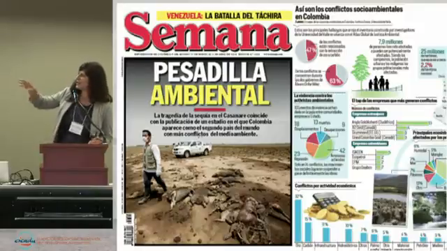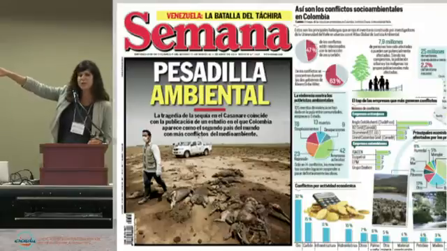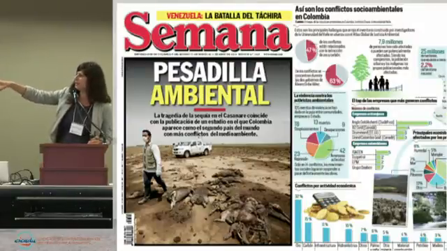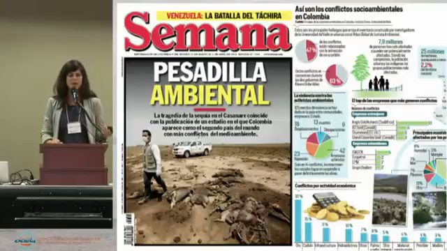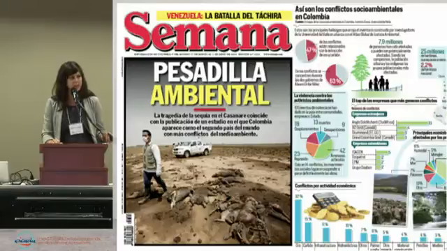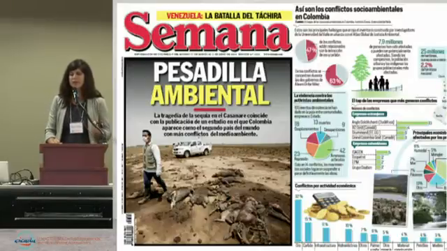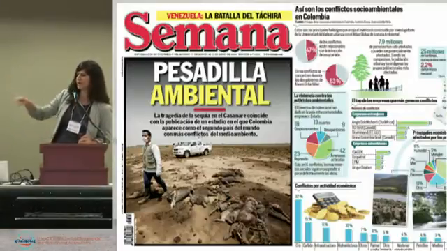But it shows you a little bit of the use of the atlas, and here you can see they've done, within the newspaper, a graphical analysis of the data in Colombia, looking at who are the companies involved, what are the resources, what is the land area impacted, and what are the investments.